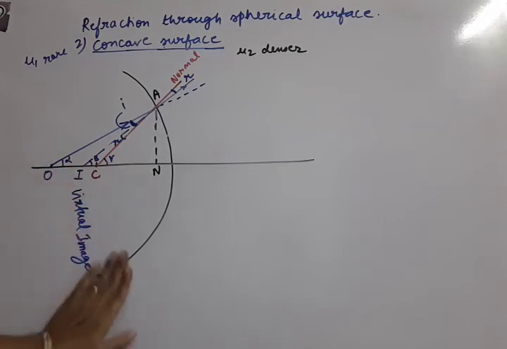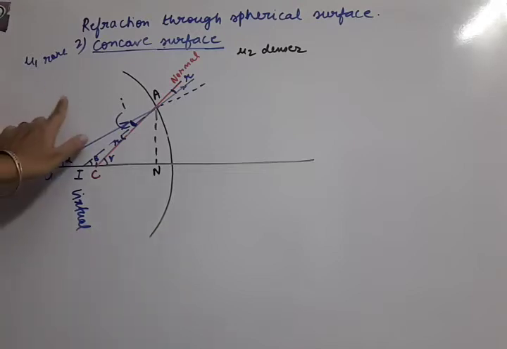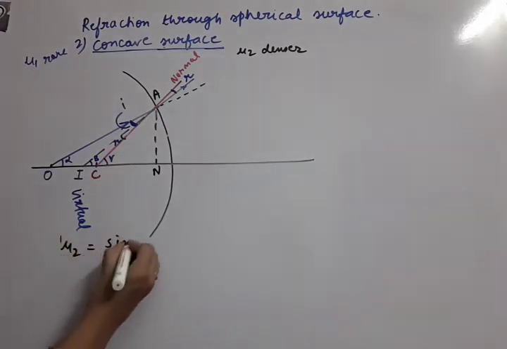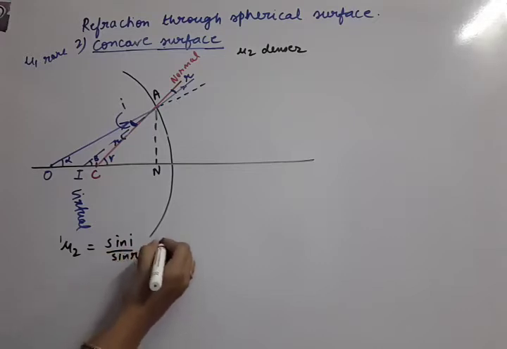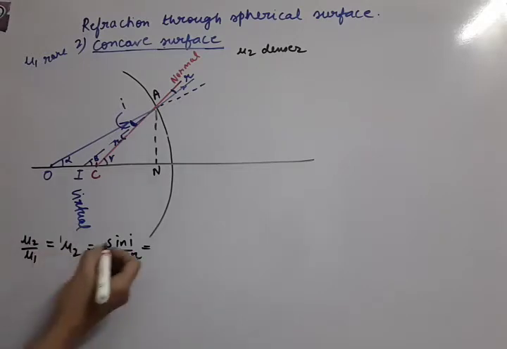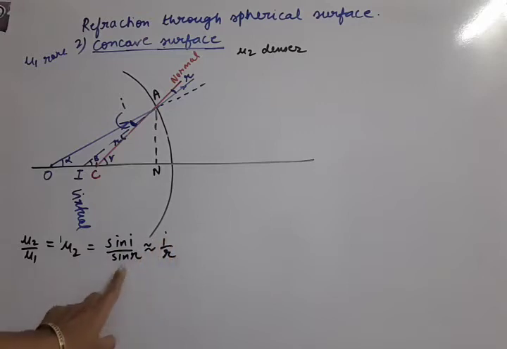So let us start writing Snell's law. As the ray is moving from medium one to medium two, we should write it this way: 1 mu 2 equal to sin I upon sin R. Now 1 mu 2 can be written as mu 2 upon mu 1, and sin I upon sin R by approximation: if the angles are small, then sin theta becomes theta. So sin I becomes I and sin R becomes R. After that, take these last expressions and cross multiply. So mu 2 R equal to mu 1 I.